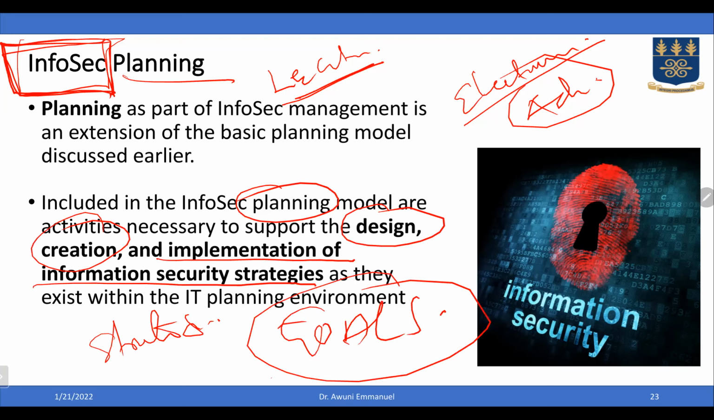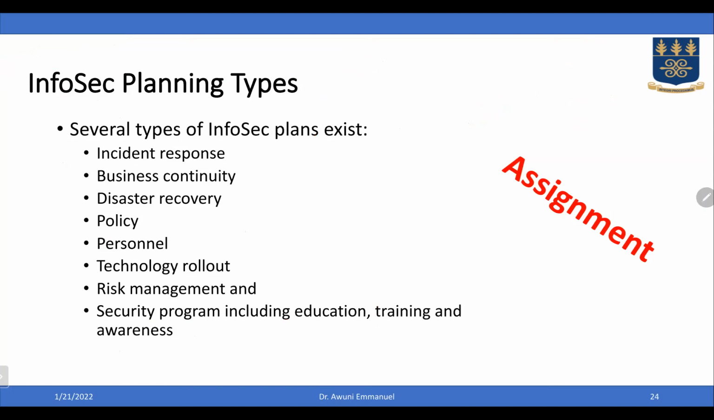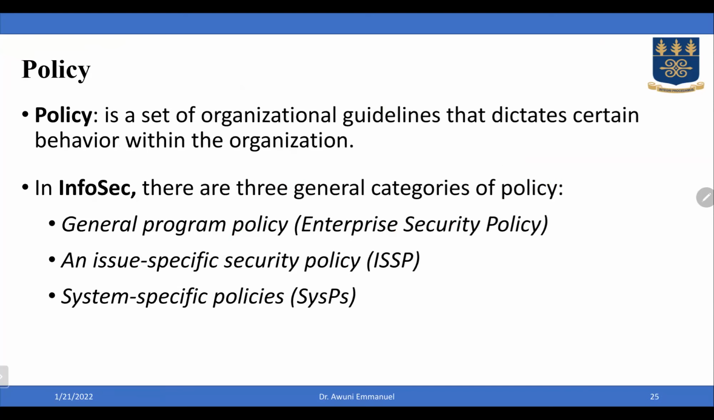Like I said, in lecture 3, we shall look at planning in detail. Then we have InfoSec planning types. Last year, I asked them to go and read around these and then come and make submissions. We have incident response, business continuity, and disaster recovery. I think the course will talk about policy in detail. We shall look at contingency, where incident response, business continuity, and disaster recovery are all part of contingency. And contingency is lecture 4 also. Okay, so let's move on.